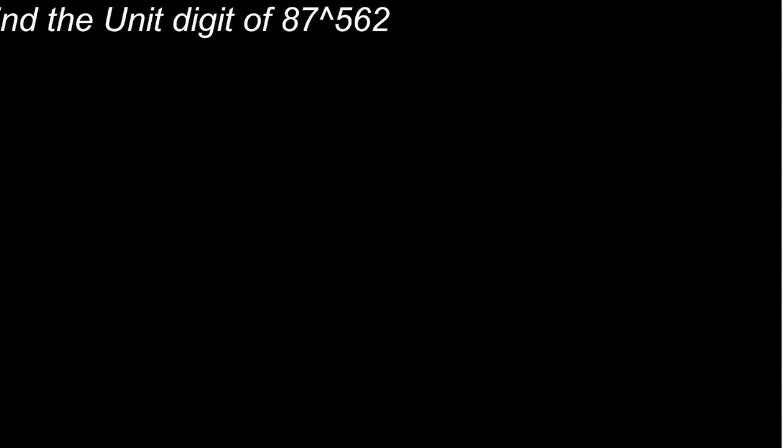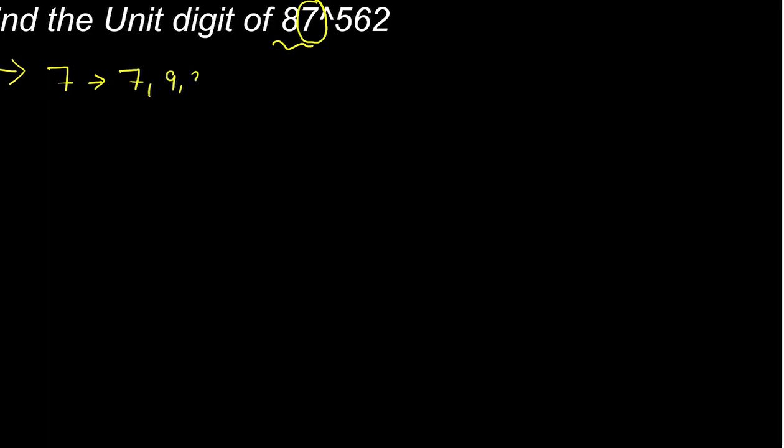Find the unit digit of 87 to the power 562. Okay, so what is the cyclicity of 87? It's not about 87, it's all about 7. So what is the cyclicity of 7? Let's write it down.